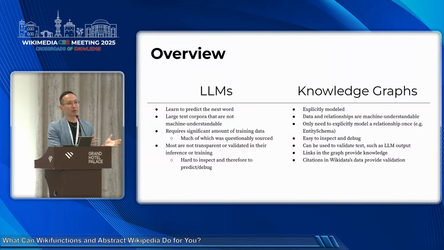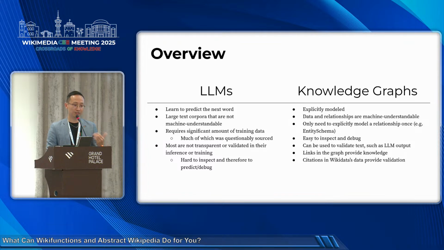An overview of large language models vis-a-vis knowledge graphs. Large language models learn to predict the next word. They rely on large text corpora that are not machine understandable, and require a significant amount of training data, much of which was, most of the time, sometimes, occasionally, questionably sourced. Most are not transparent or validated in their inference or training. It is hard to inspect and therefore also very hard to predict or debug.